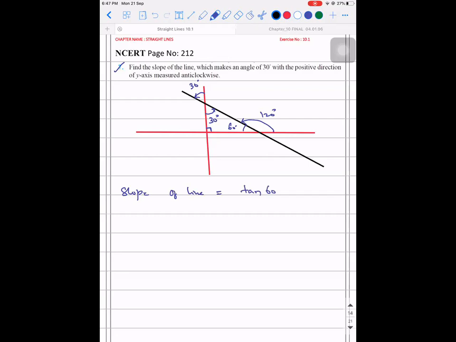Tan 60 or tan 120, which is right? Tan 120, because the angle should be measured in the anti-clockwise direction with respect to the positive x-axis. So tan 60 is wrong. Tan 120 is right. What is tan 120? Tan 120 is nothing but tan (180 minus 60). That will be minus tan 60, which is minus root 3. So the slope of the line is minus root 3.